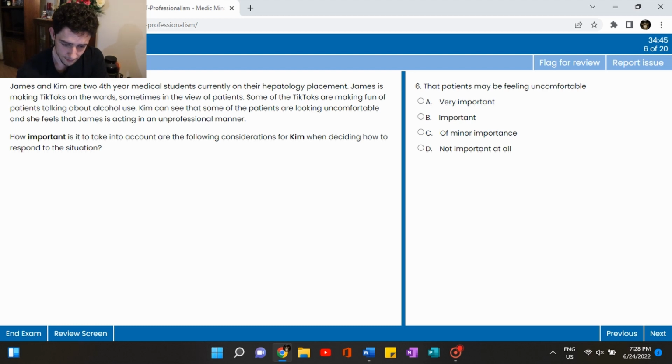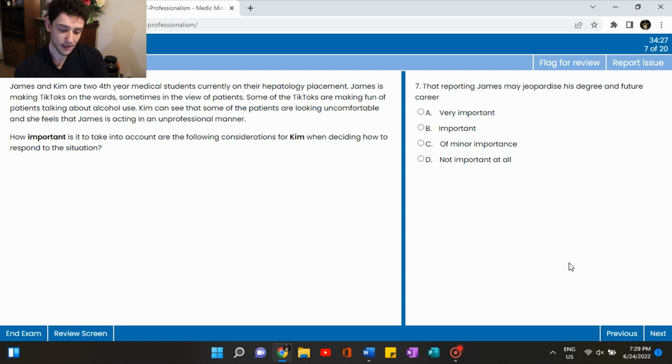So the fact that the patients may be feeling uncomfortable. Like I said before, patient comfort, dignity, and all that sort of thing is top priority. So that is a very important consideration because you do not want patients to feel uncomfortable. Number 7, that reporting James might jeopardize his degree and future.